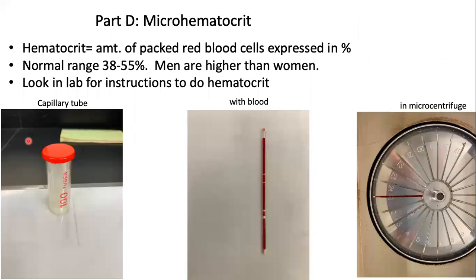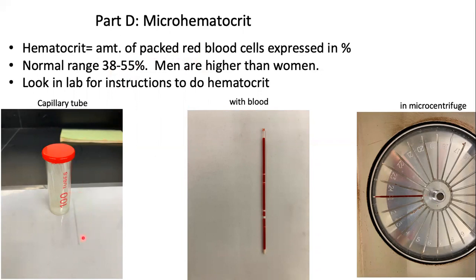Okay, part D is microhematocrit. So you're going to tell the hematocrit of the sample. Hematocrit is the amount of packed red blood cells expressed in percent, normal range about 38 to 55%. So I would say women are about 38 to 42, men are about 42 to 55%. It depends. I talked about this in lecture. So remember, if you have low oxygen, your hematocrit's going to be higher because you have more red blood cells in circulation. Read the instructions on how to do it.